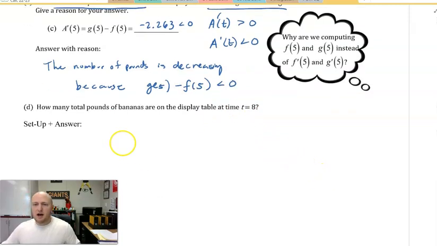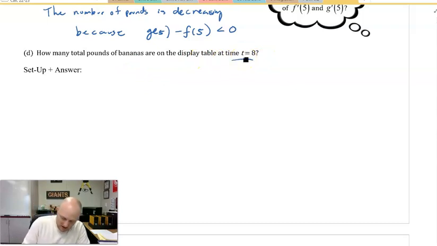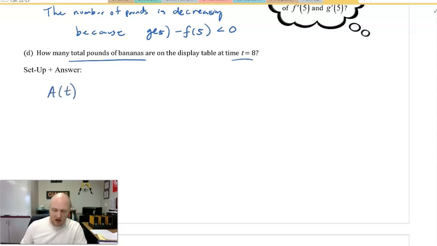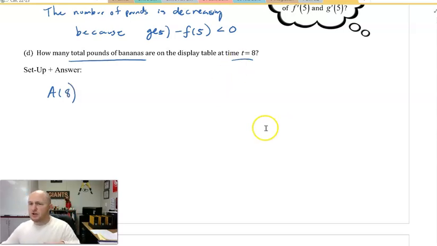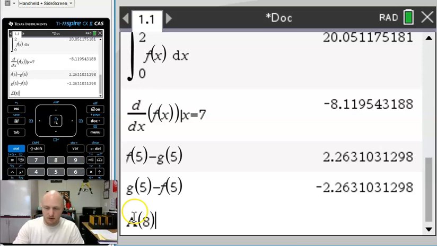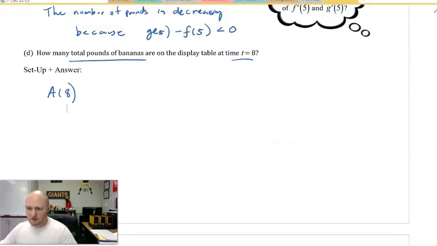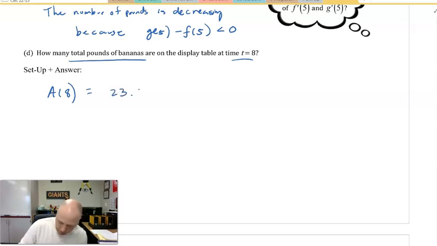Okay, D, how many total pounds of bananas are on the display table at time t equals 8? So we want the total pounds of bananas. This is just A of t, and specifically, I want A of 8. You've already put in the legwork. You've already defined this in your calculator. So right away, I'm going to say A of 8. And there you have it, 23.347. And there's your answer.